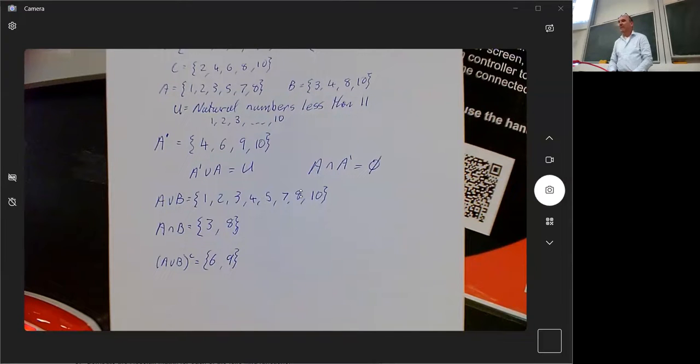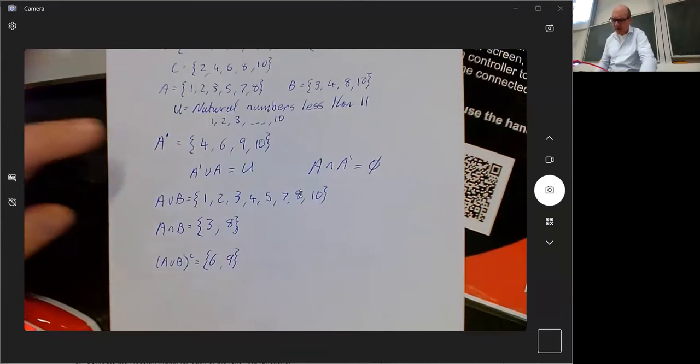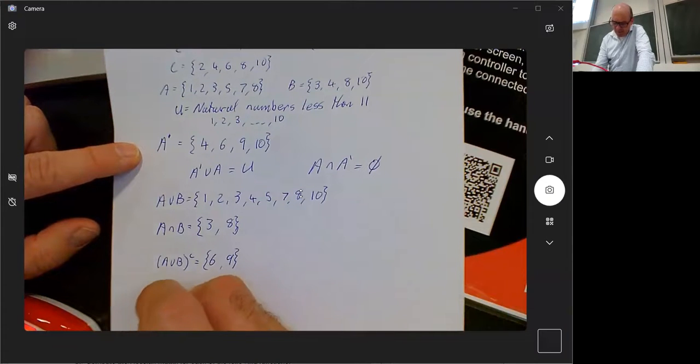Yes, they will have to give you the universal set for it to make sense. Like I say, in this question, they literally said the universal set is natural numbers less than 11. They have to do that for it to make sense. I've actually got A complement worked out here. Let's work out B complement. I'm going to run through this a little bit more quickly.